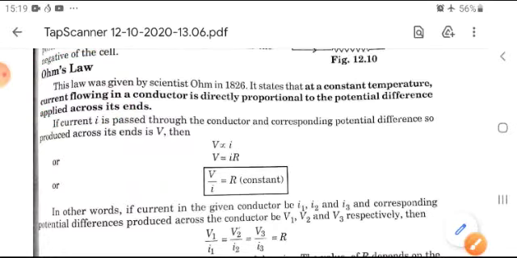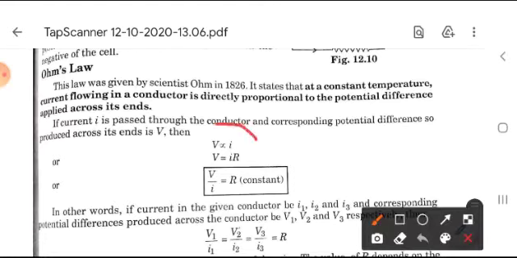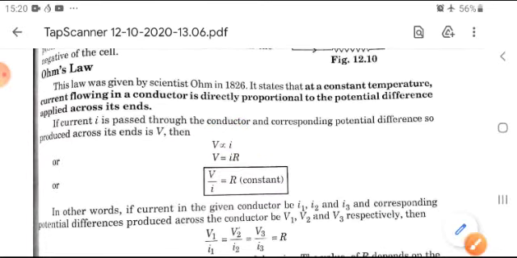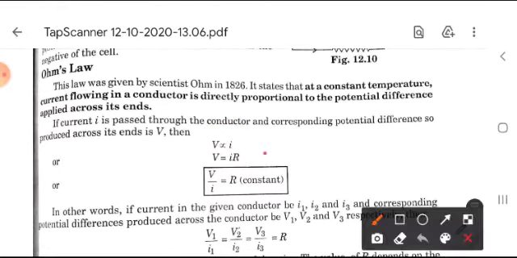What is Ohm's law? When the physical conditions remain unchanged, like temperature and pressure, the scientist Ohm explained that current I and potential difference V are directly proportional to each other, which is shown in this equation. V is directly proportional to I. After taking the equality sign, we write a constant, that is R. So V upon I is equal to R, that is constant, and it is also called electrical resistance.